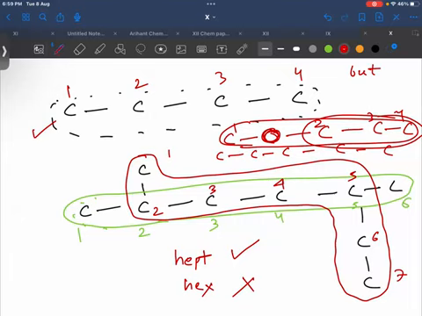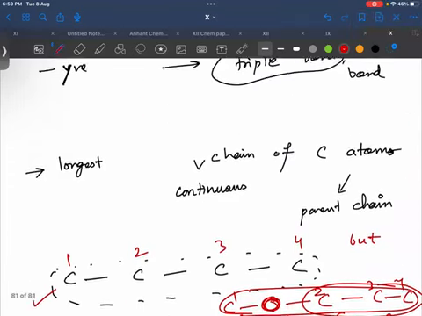Everyone understood? Then thumbs up. What is a parent chain? Then thumbs up. Suhani, not getting your thumbs up. Yes, sir, I understood. Okay. So we understood what is the parent chain.